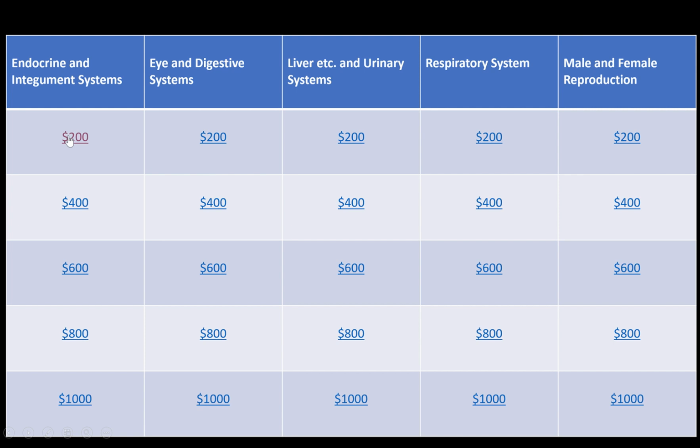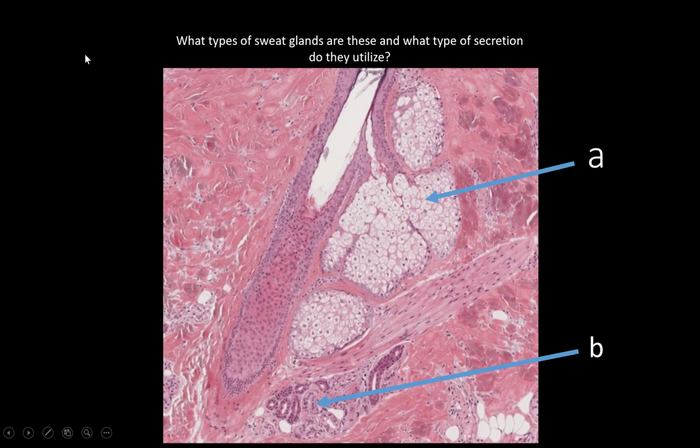We'll just start from the beginning, endocrine and integument. Okay, so what types of sweat glands are these and what type of secretion do they utilize? Okay, so hopefully you've realized we're in the skin, right? This is the dermis, right? We've got a bunch of irregular connective tissue going on in here, dense irregular connective tissue with fibroblasts. This is a hair follicle, right? We've got our erector pili muscle. And so this sweat gland right here, that's really bubbly looking, and is emptying directly into the hair follicle, hopefully you guys can remember, is a sebaceous gland. Okay, so this is a sebaceous gland, and the type of secretion that it utilizes is going to be holocrine secretion.